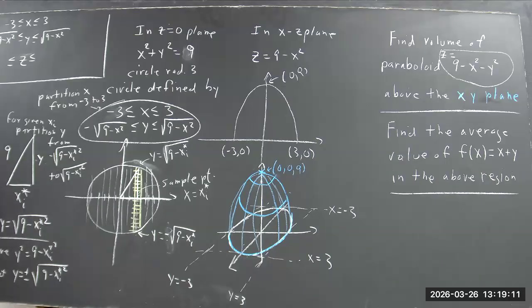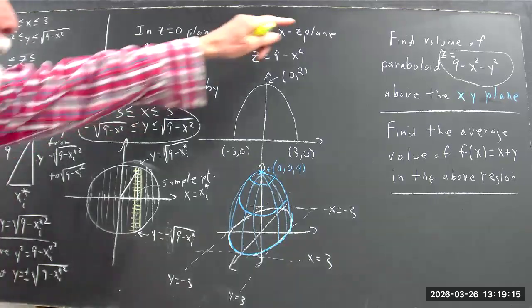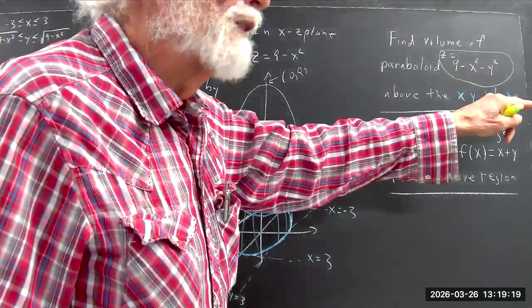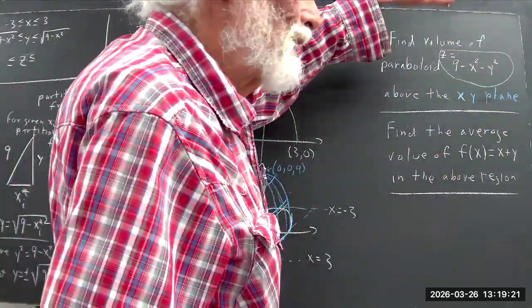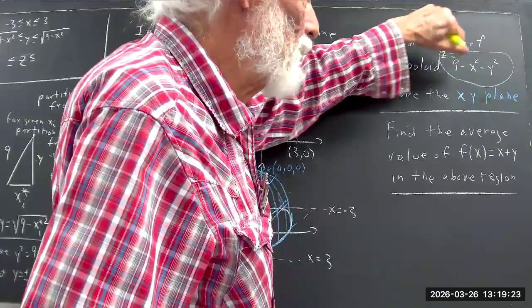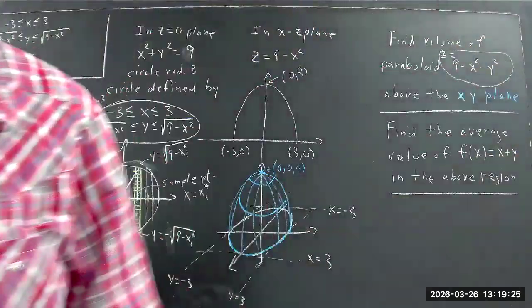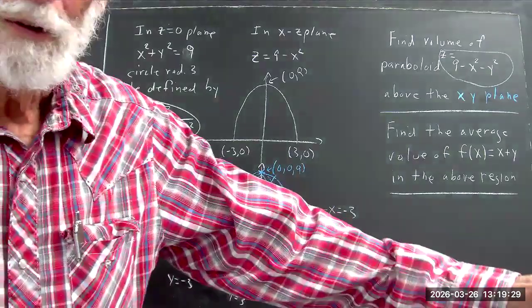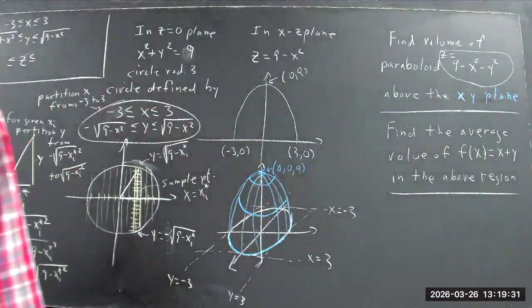So Z, we're talking about the paraboloid above the XY plane. If you have X and Y, this means this paraboloid has its boundary at Z equals 9 minus whatever X is squared minus whatever Y squared is. The floor is at 0 because it's above the XY plane.